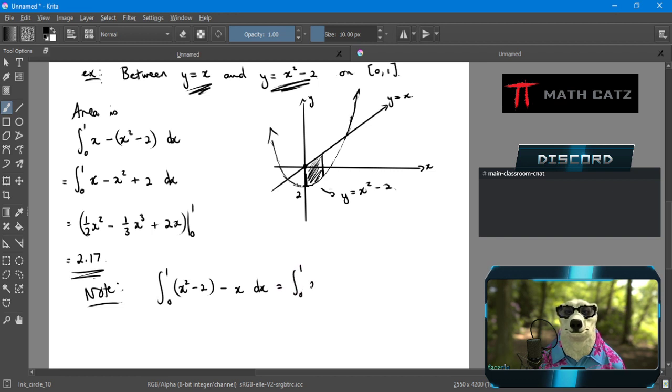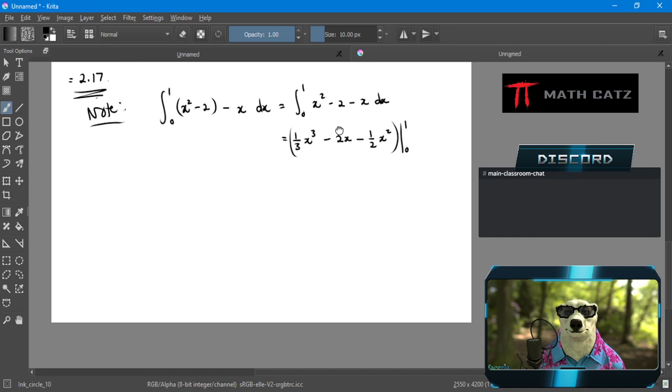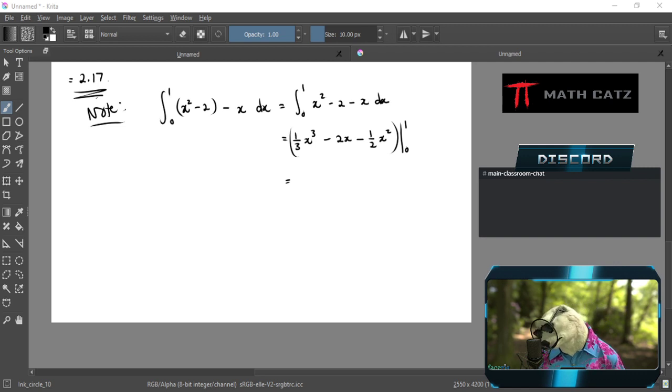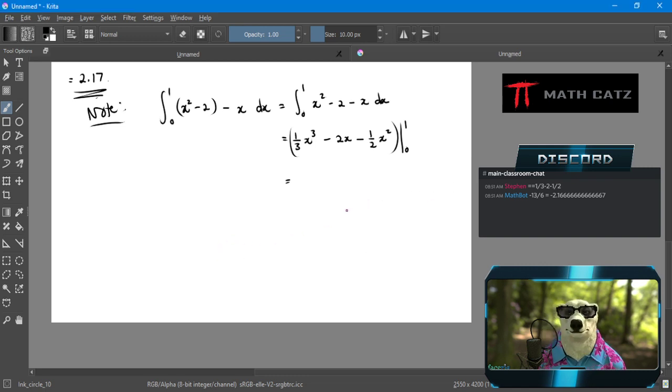Well, then I'm still going to simplify this first to see what integral I really have. Okay, not much there. Then I'm going to do my antiderivatives. I'm going to get a third x cubed minus 2x minus a half x squared. And all of that needs to be calculated at 0 and at 1. So then I'm going to plug in 1, calculate, plug in 0, calculate. So let's do that. And I get negative 2.17 if I round.